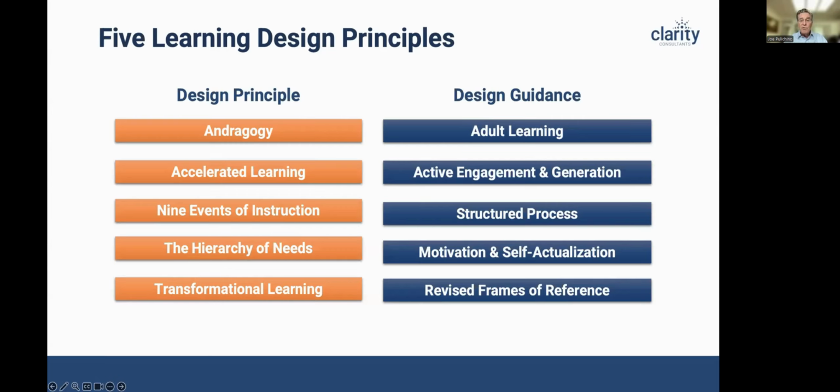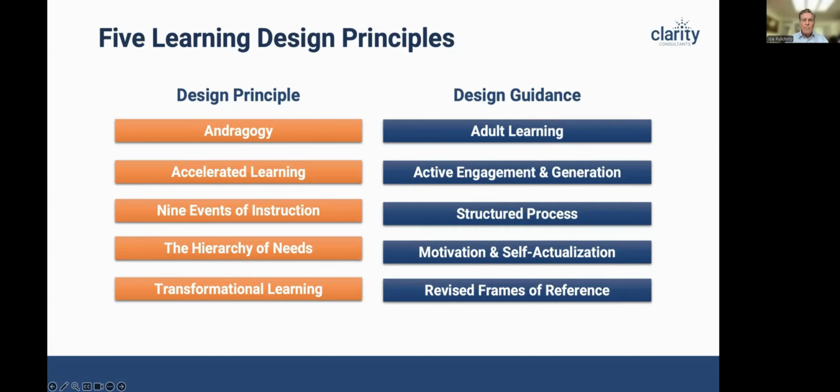The 9 events of instruction provides a complete architecture for any learning experience. The hierarchy of needs addresses what supports people to achieve self-actualization. And transformational learning enables real perspective shifts when you need people to think and behave differently. Each principle brings a unique design lens to each trend. The magic, or should I say the science, happens when we use the principles to guide the design and implementation of the trends. Today we'll be exploring just that with a simple 3-step agenda.